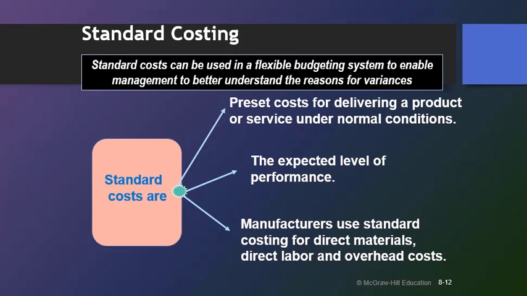Okay. Standard costs can be used in a flexible budgeting system to enable management to better understand the reasons for variances. Standard costs are essentially preset costs for delivering a product or service under normal conditions. We can think of standard cost as budgeting on a per unit basis. We expect to operate within the standard cost allowances under normal conditions. Production managers and engineers often determine the production requirements for 1 unit of product, and accountants put those requirements into dollars. Now, when actual costs vary from standard cost, management follows up to identify potential problems and take corrective actions.